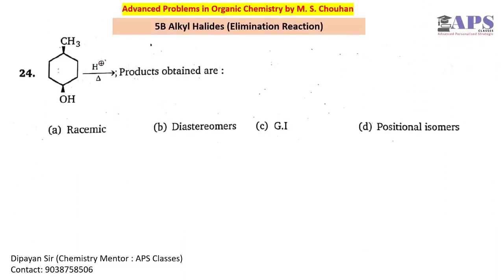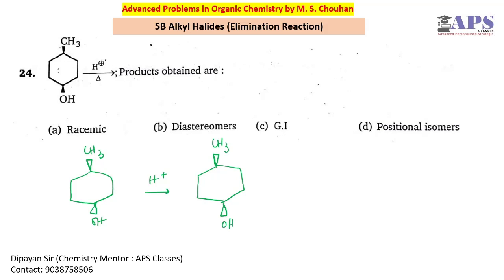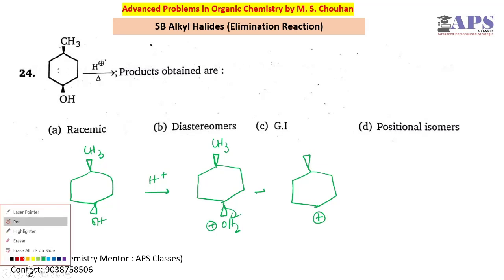Question number 24. You have to perform again an E1 type of reaction. Here we have CH3 above the plane and OH above the plane. After addition of H plus, as we have discussed earlier, we have a carbocation. Now after elimination we have a carbocation. This carbocation will not rearrange because we will not form any more stable product after the rearrangement. So finally the product will be like this only.